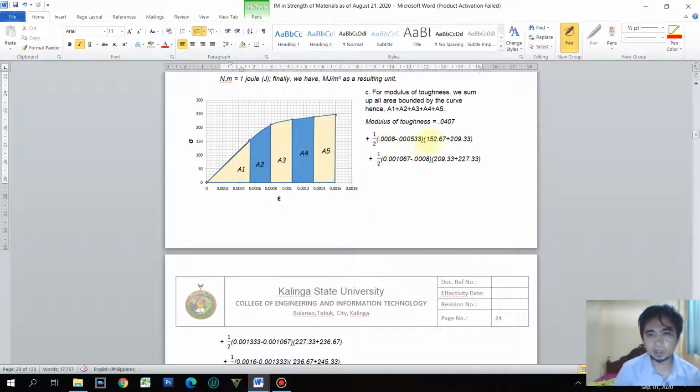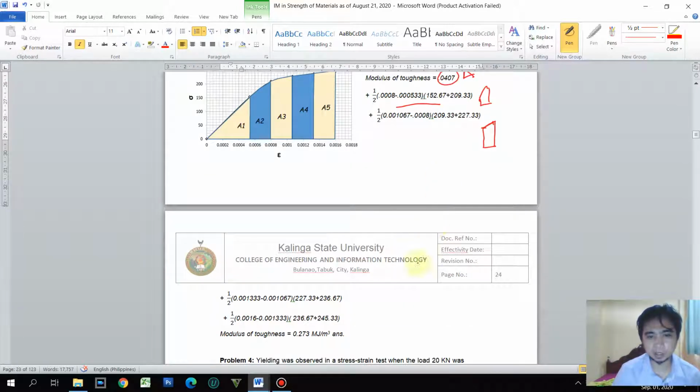Ito, area 1 yan. Ito yung area 1, yung triangle. At ito yung area 2. It is assumed na ito, trapezoidal, and area 3, of course, trapezoidal din yan. Area 4, halos rectangle, pero trapezoid pa rin yan. And trapezoidal area for area 5.